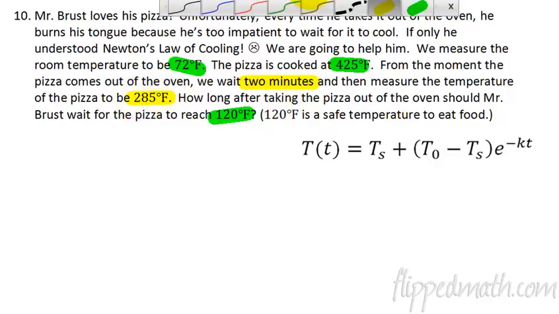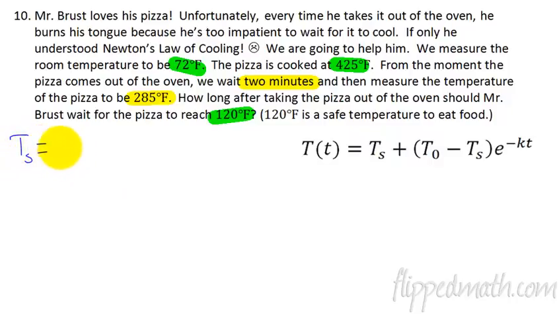So what does all this information mean? It means we can start writing out some stuff. The room temperature is 72. Which one is that? That's T sub s. So our T sub s is going to equal 72. What about the 425? That is how hot the pizza is right when we're taking it out of the oven. So that's our T naught, our initial amount. So our initial temperature is 425.